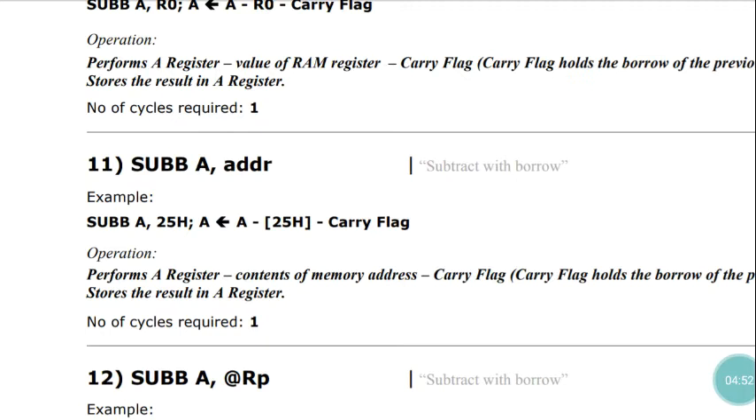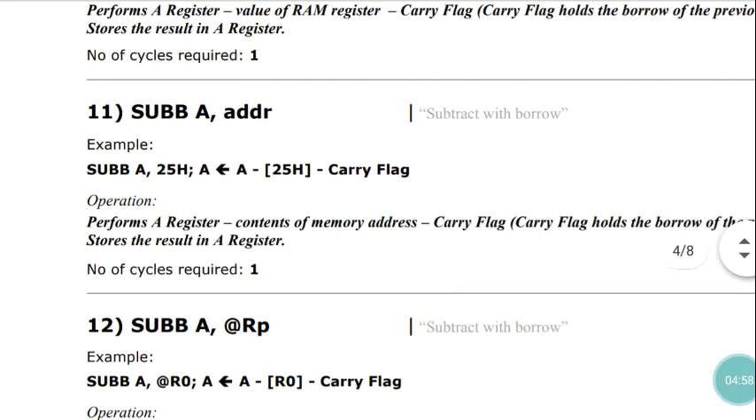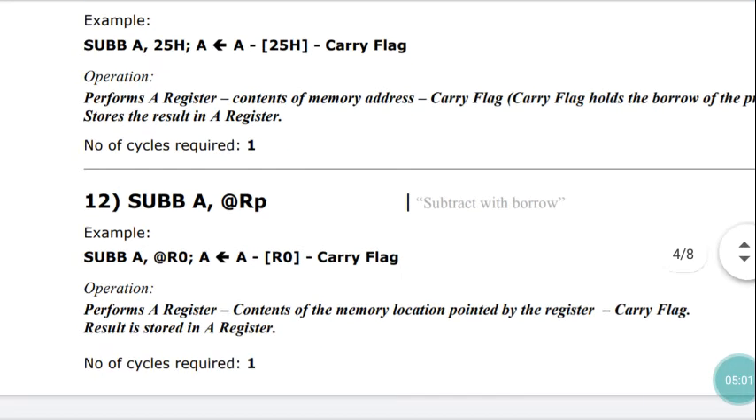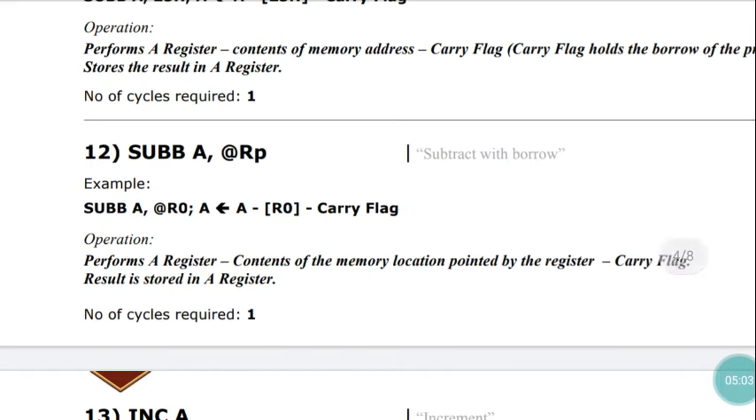We are subtracting A minus the value present at address 25 and then the carry flag, and the result will be saved into the accumulator. Next one, SUBB A, @Rp.